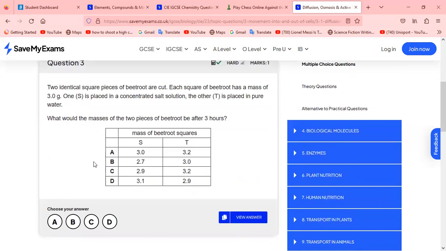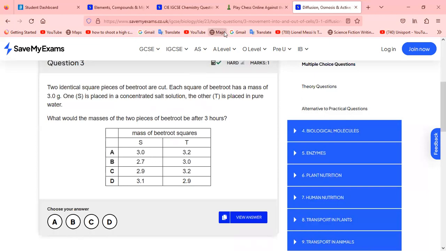Two identical square pieces of beetroot are cut. Each square of beetroot has a mass of 3 grams. One, which is S, is placed in a concentrated salt solution. The other, T, is placed in pure water. What would the mass of the two pieces of beetroot be after 3 hours?